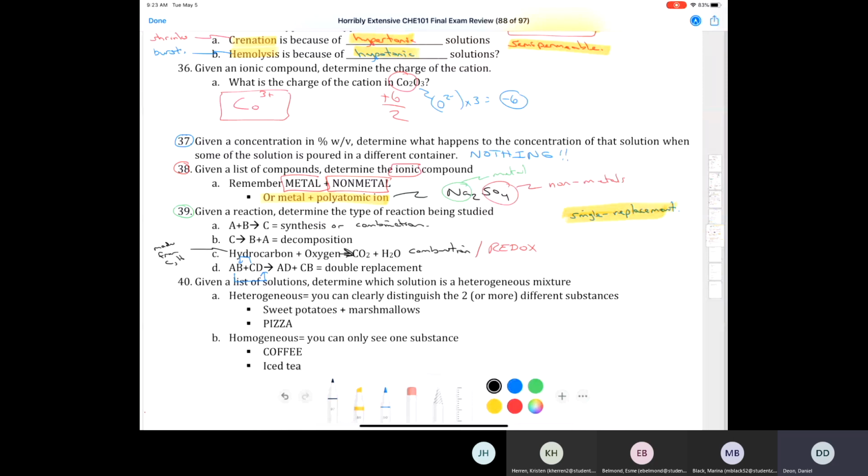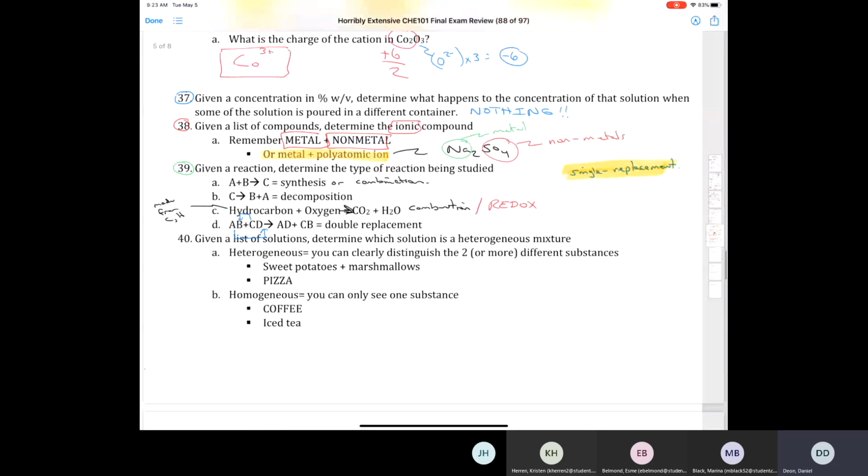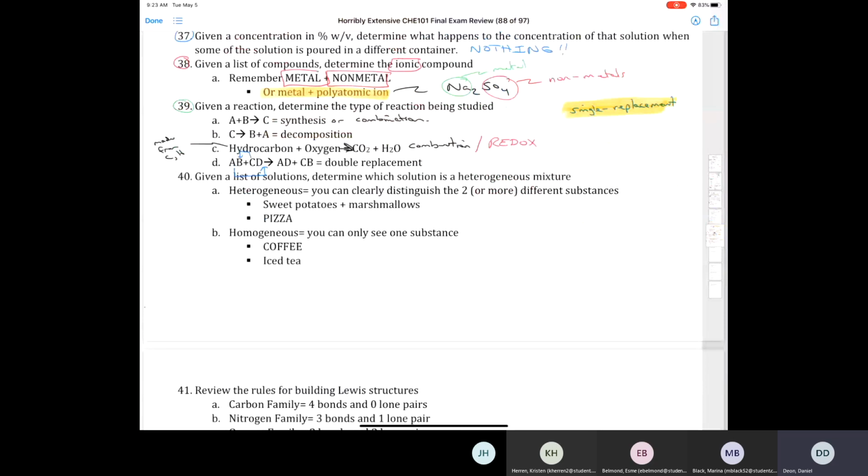All right. Just give me one second here. You guys can look at the next question, which is question 40. Actually, this is a concept. All right. Given a list of solutions, determine which solution is a heterogeneous mixture.